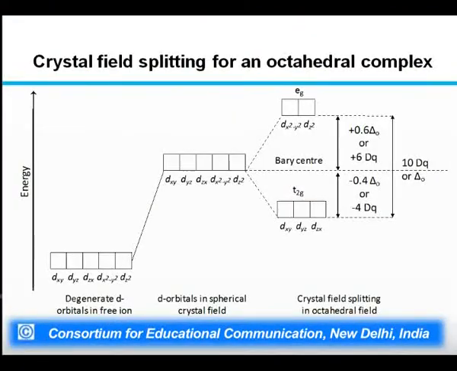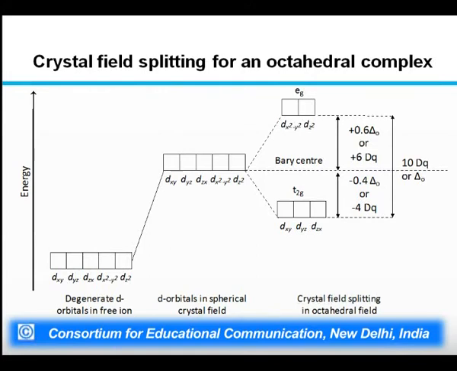or delta naught. Now, a better insight into the splitting can be obtained if we view the formation of an octahedral complex as a 2-step process, as shown in the slide. In the first step, the ligands approach the metal ion, forming an isotropic field. So what does this do? This raises the energy of all the 5 orbitals equally. Then in the second step, these ligands form an octahedral field, and this field leads to the splitting of the d orbitals into t2g and eg.